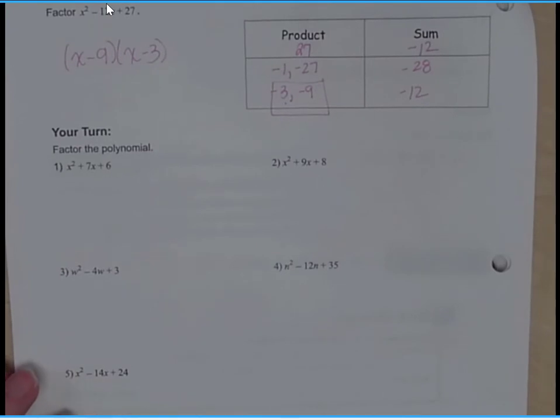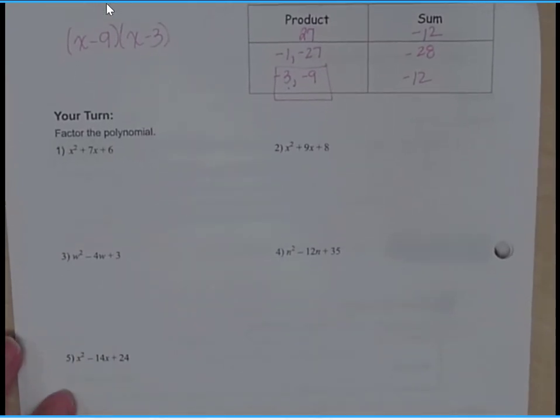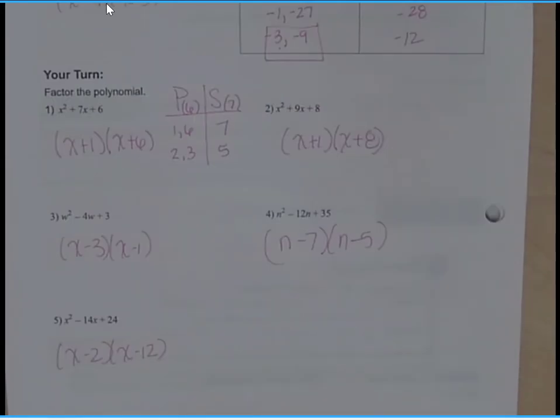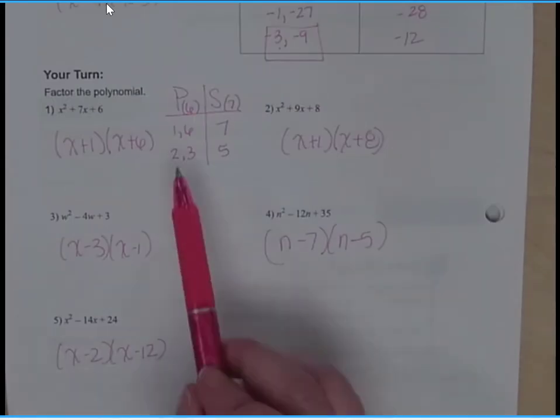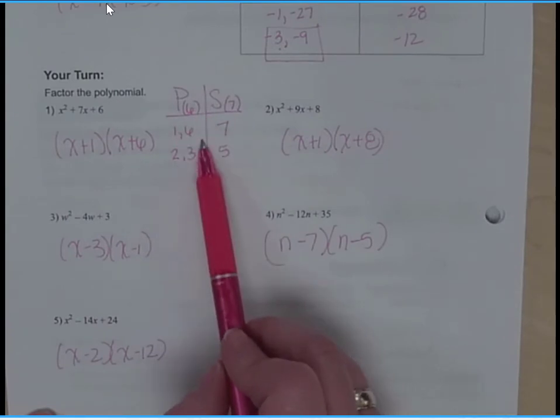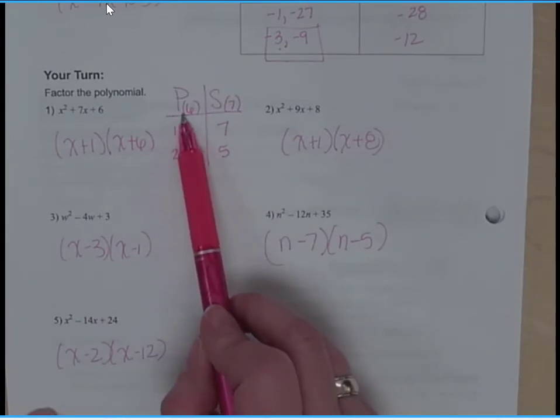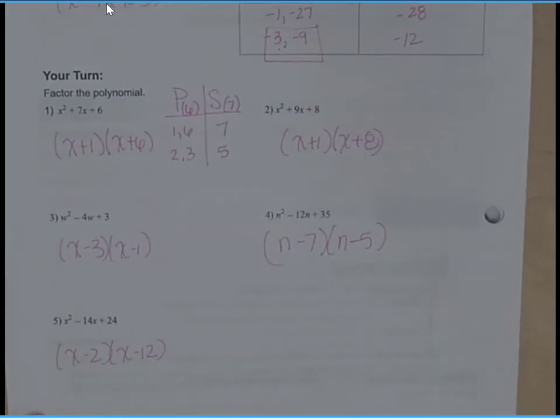All right, go ahead. It's your turn. So hit pause, and when you're done, come back and hit play. All right, check out your work. How did you do? Now, I kind of did a little simpler chart here. I didn't get super fancy, but I've got my product and my sum.